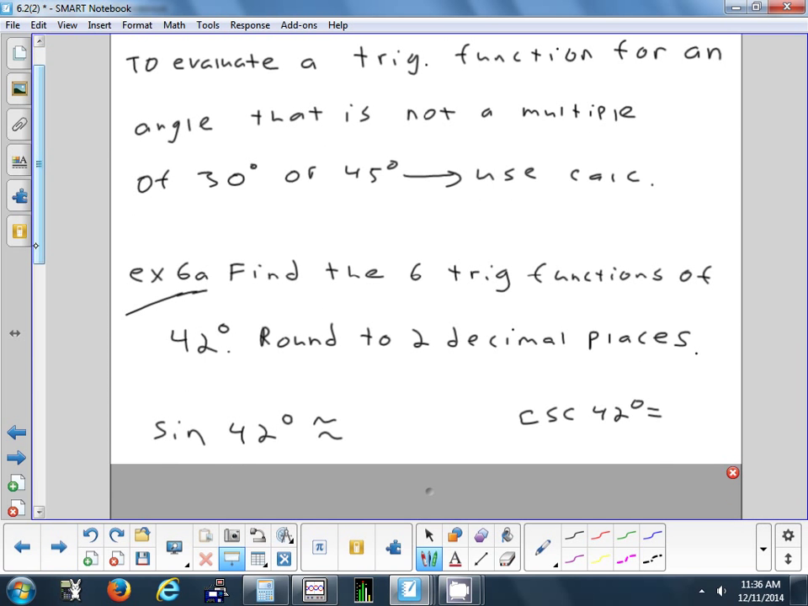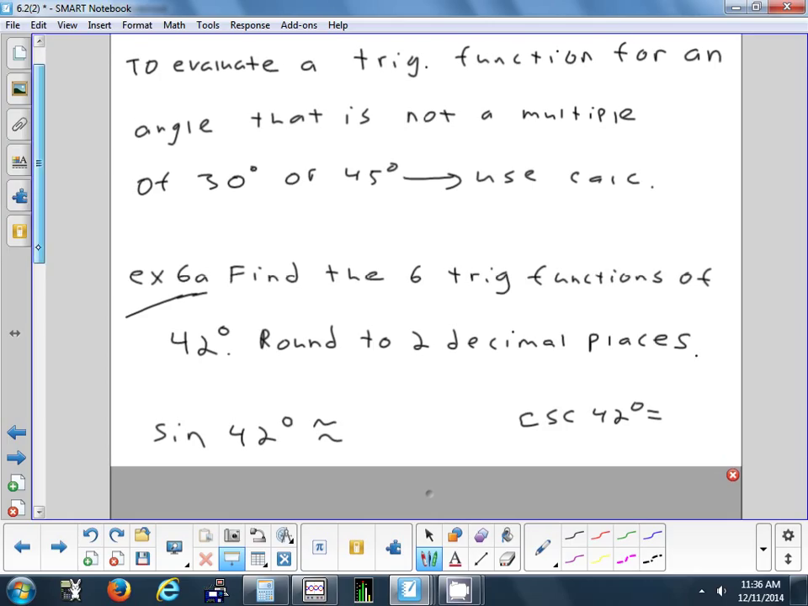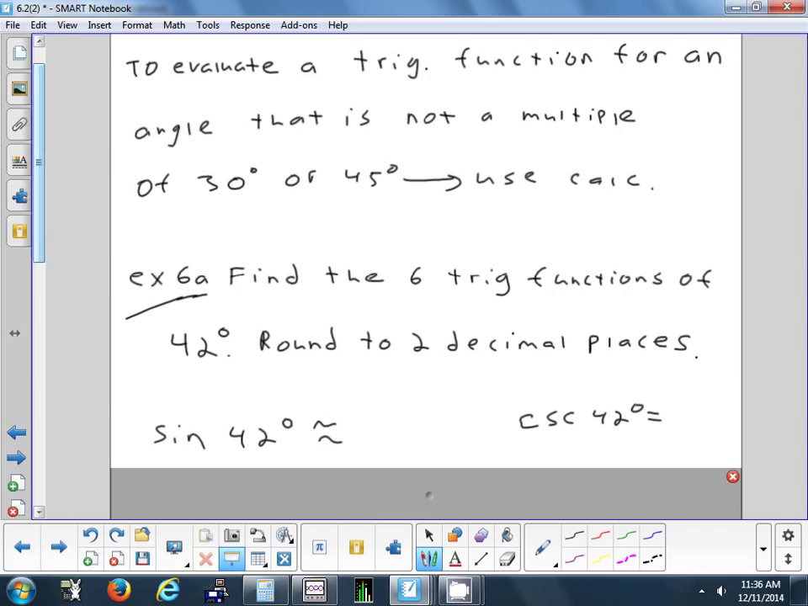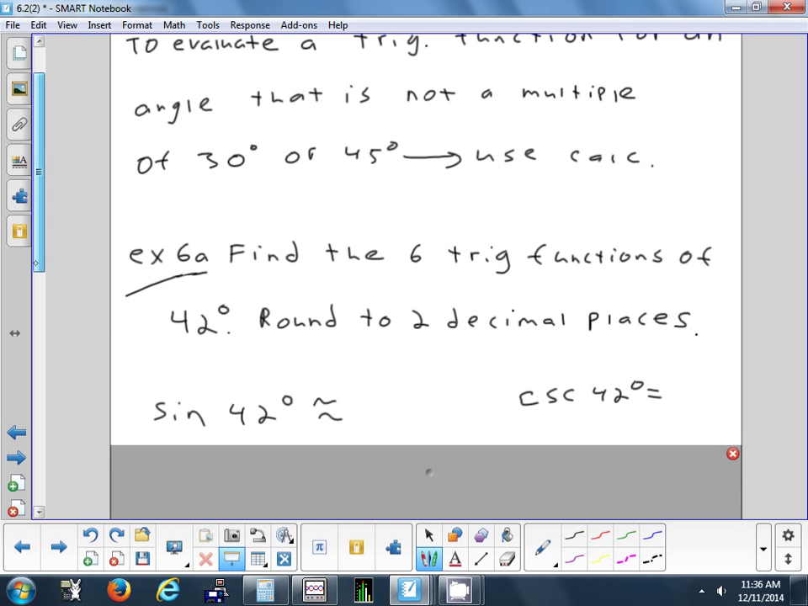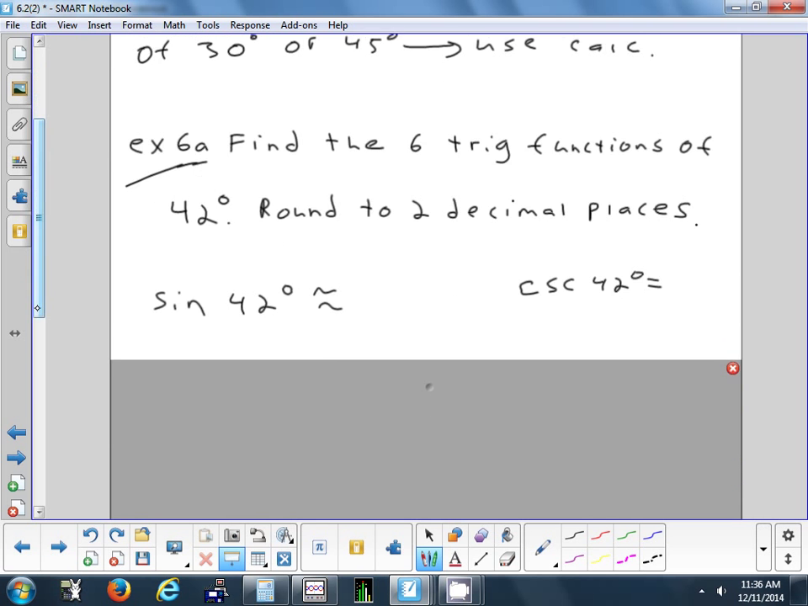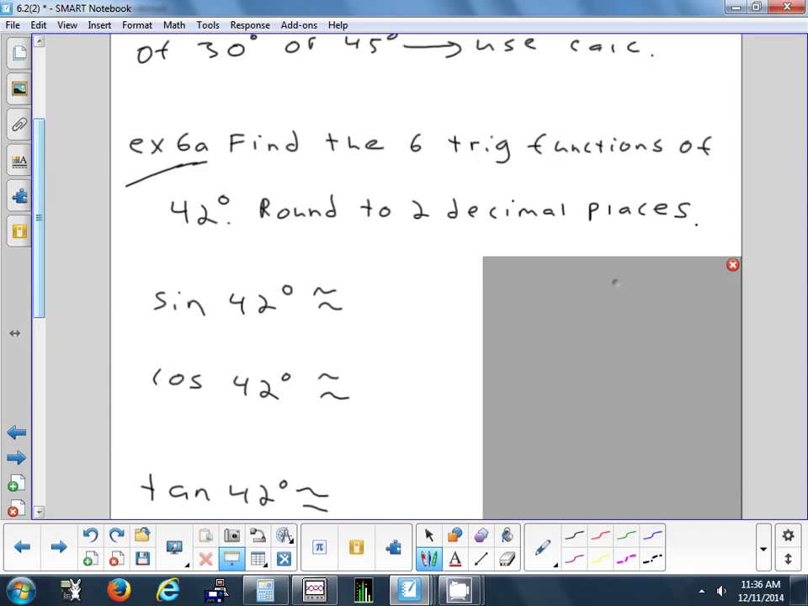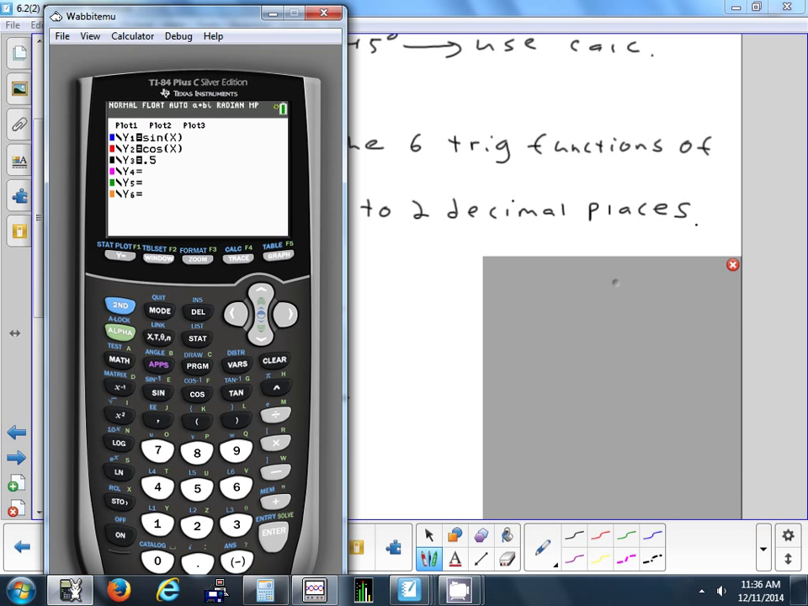Right, so what I want to do is evaluate the 6 trig functions for 42 degrees. Okay, so you know to use your calculator if your angle is not a multiple of 30 or 45. We've said that a couple times. Let's start with the 3 on the left. The 3 on the left you have buttons for. What you have to do once you turn on your calculator is make sure you're in the right mode. There's degrees and radians. So to change the mode, let's go to that.